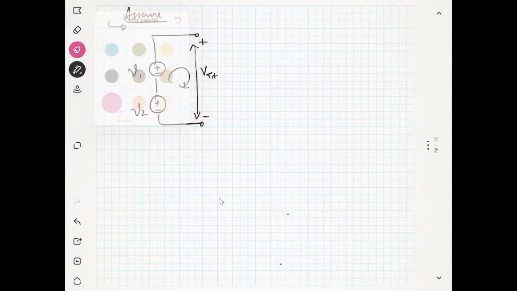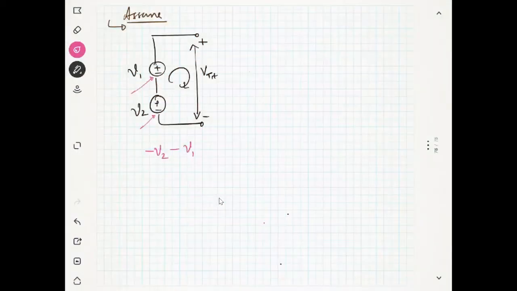So I will start from here. You can see I have a minus, so minus V2. Next I have a minus, so it is minus V1. Next, if I go like this in clockwise direction, I have a plus, so plus V total. This is equal to 0. So V total will be equal to V1 plus V2.